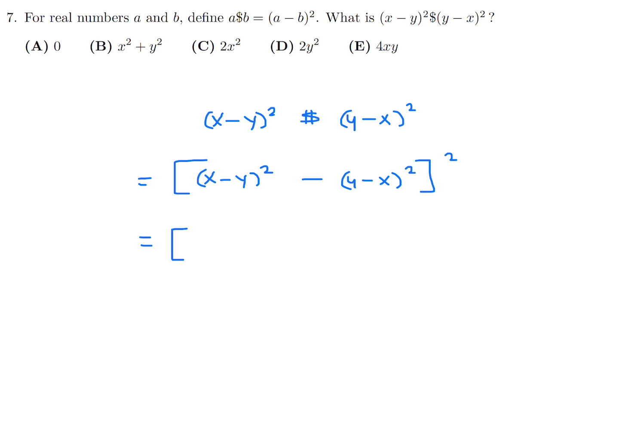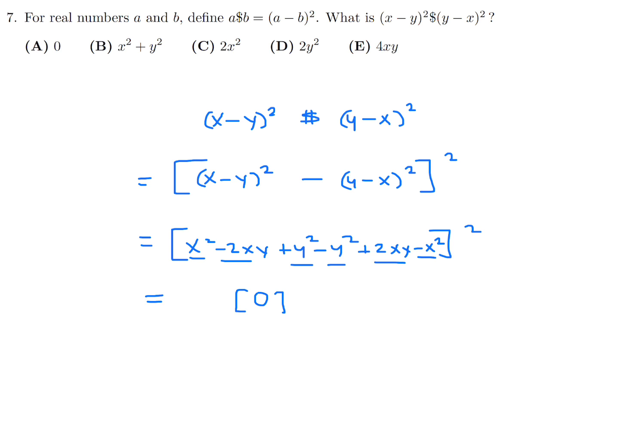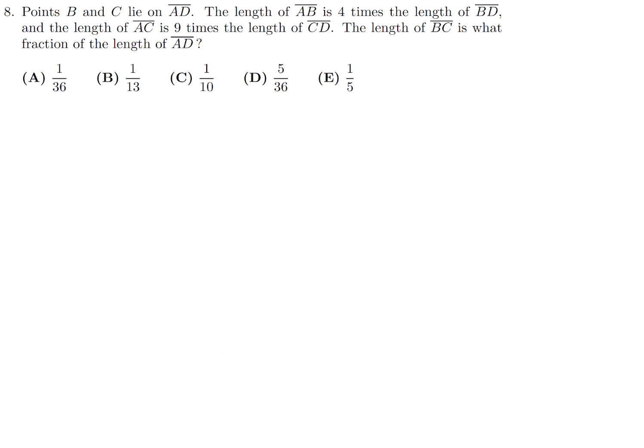So let's do what's in the big brackets first. That's X squared minus 2XY plus Y squared, and then minus Y squared plus 2XY minus X squared, like this. And this looks like this cancels with that, and that cancels with that. So we got 0. And 0 squared is 0, so number 7, the answer is A.